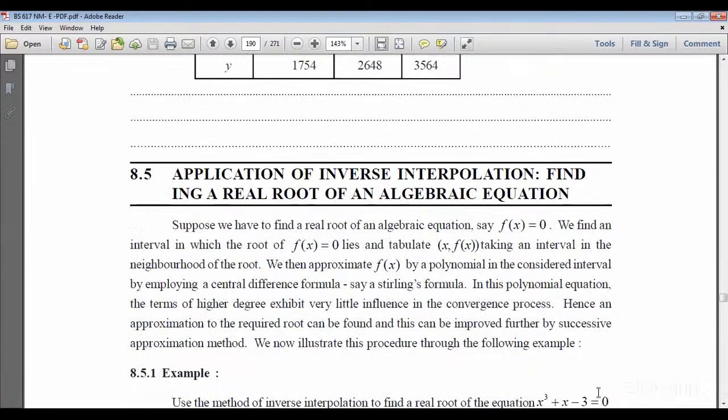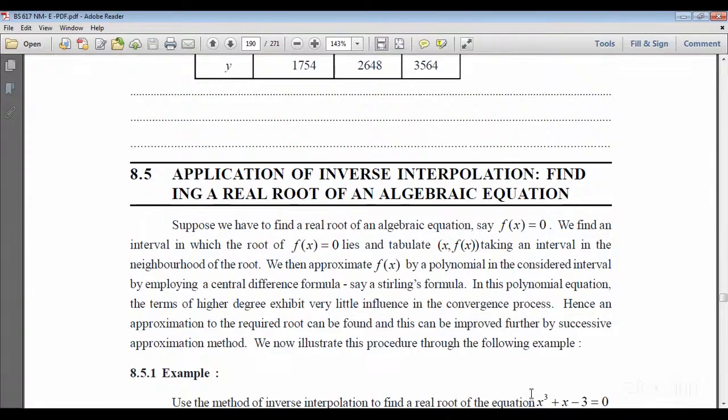Then application of inverse interpolation: find a real root of the algebraic equation. Suppose we want to find the real root of the algebraic equation f of x is equal to 0. We find an interval such that the root of f of x is equal to 0 lies in it, and in the table of x, f of x, we take an interval in the neighborhood of the root.